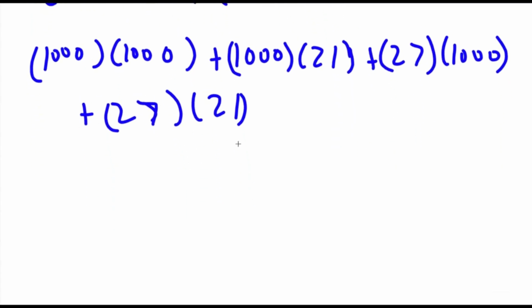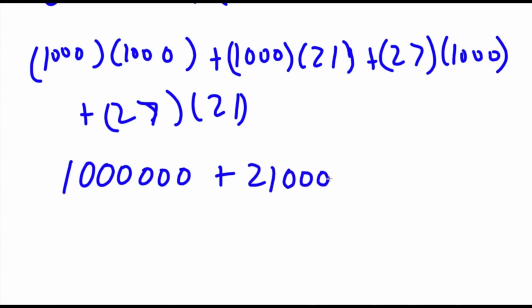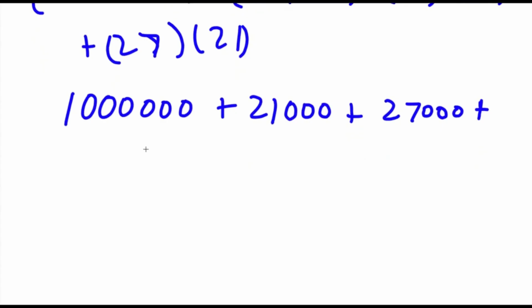Alright, so now 1000 times 1000, this is going to be, well, 1 times 1 is 1, plus 1, 2, 3, 4, 5, 6 zeros. So 1, 2, 3, 4, 5, 6 zeros. Plus, now 1000 times 21, that's going to be 21,000, plus 27 times 1000, that's going to be 27,000, plus finally 27 times 21. We can go ahead and do that here.